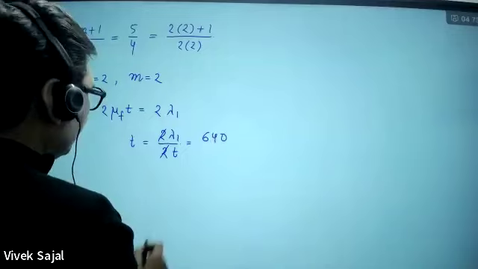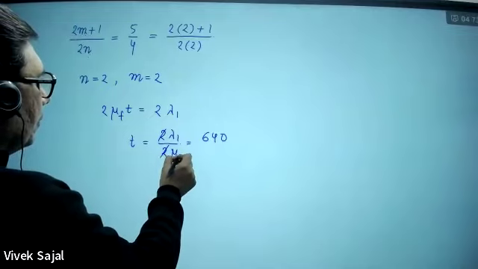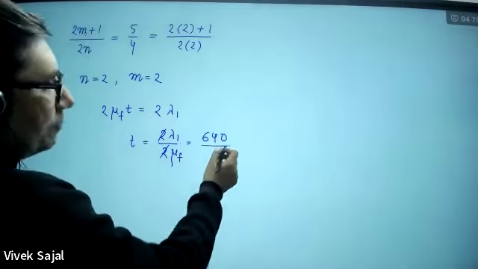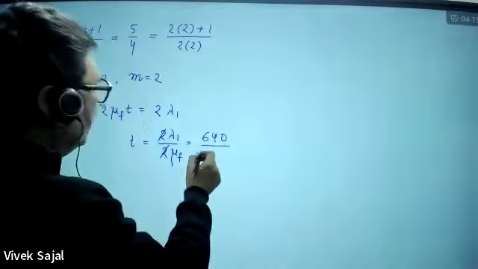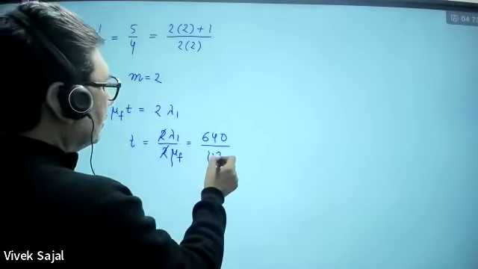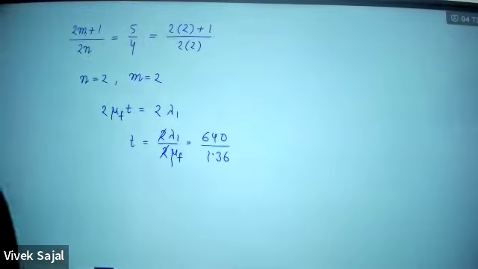And here this will be, beta, mu. This will be 2 times mu. And how much is this? What is the refractive index? 1.36. Substitute here. Find out this thickness, and this will be in nanometer. Calculate this. What will be this value?